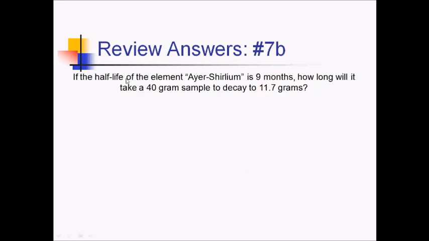For this problem, if the half-life of the element air-surlium is 9 months, how long will it take a 40-gram sample to decay to 11.7 grams? So this is another one where you have to pick the right formula in the very beginning. Since they're talking about half-life, we can't just use our standard A B to the t formula. We have to use A B to the t over k. This is our half-life formula here.